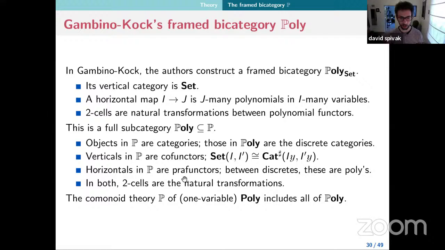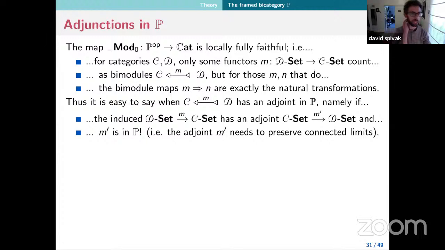So I wanted to talk about adjunctions in P. I should have introduced the talk today by saying that I'll start with some theory, finishing up yesterday, and then I'll move to applications. So bimodules, or bicomodules, take any category and return the category of copresheaves on it. I guess this is a large thing here, but it's locally fully faithful, which means that if you have any two categories, C and D, then only some functors from D-Set to C-Set count as bicomodules.